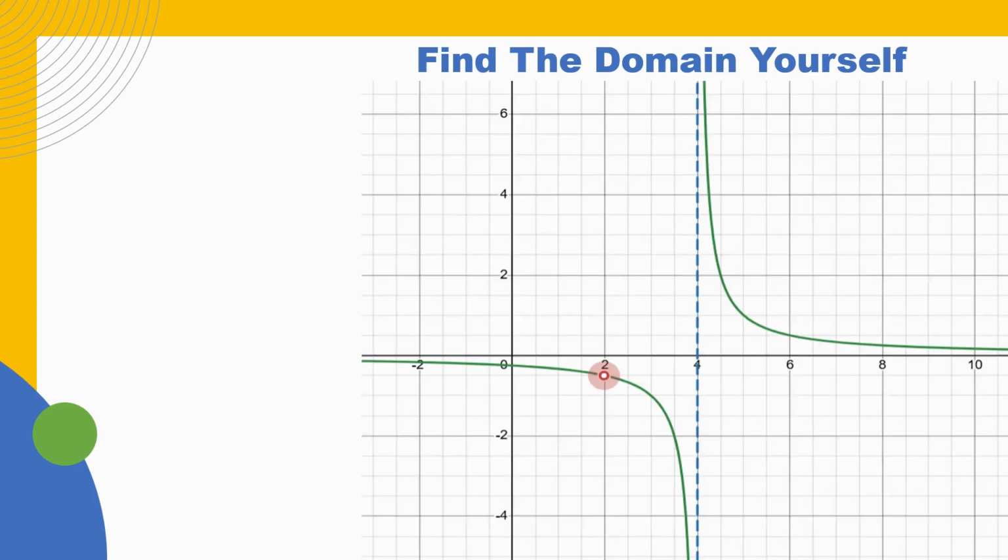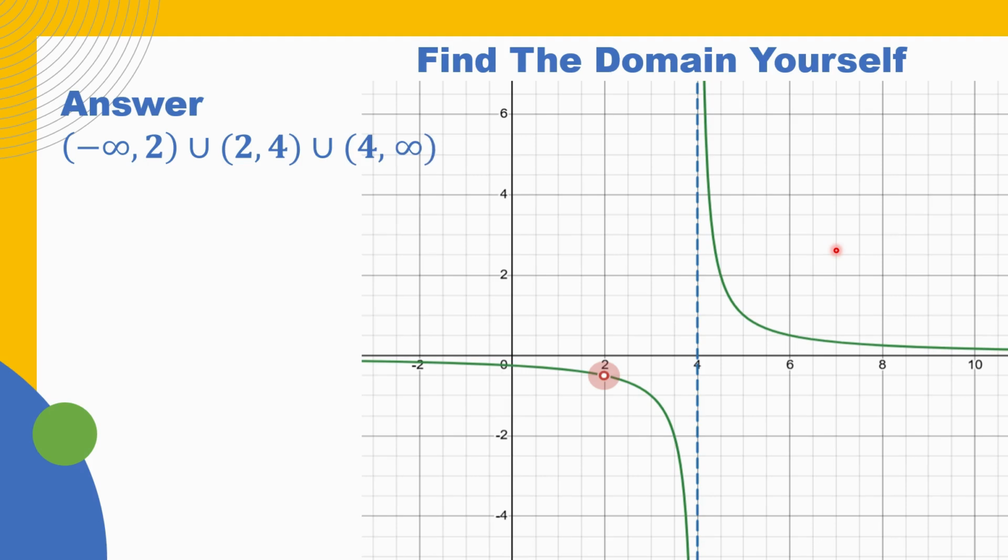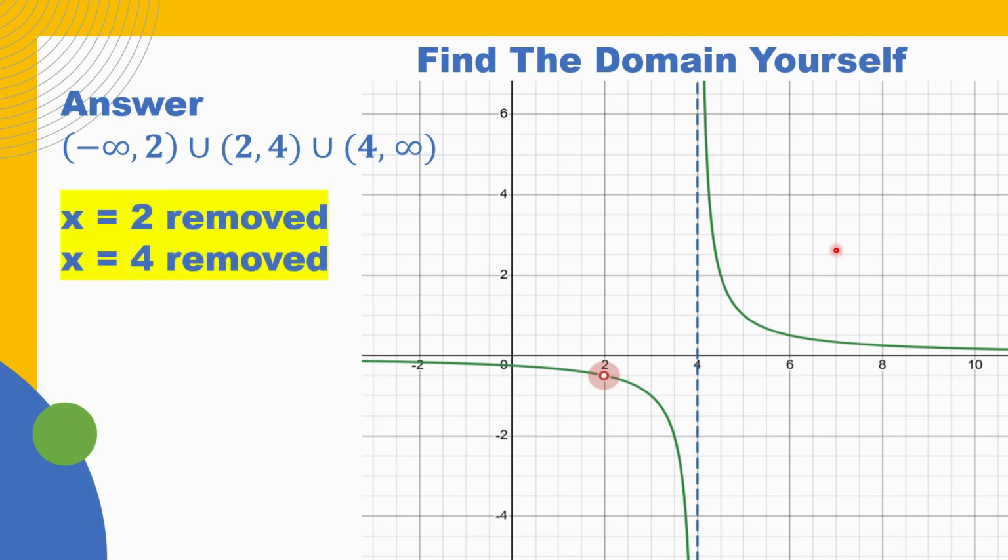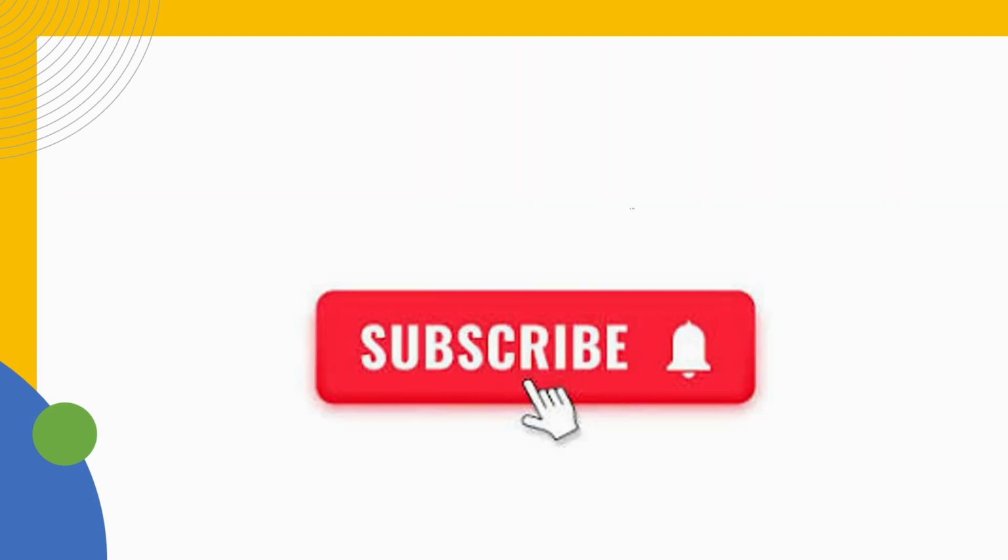Now try this yourself. Pause the video and find the domain before I reveal the answer. Look at the given graph carefully. We have a hole at x = 2 and a vertical asymptote at x = 4. We remove 2 because of the hole and remove 4 because of the vertical asymptote. So x = 2 and x = 4 should be removed from the domain.